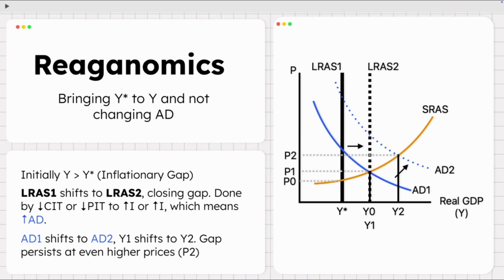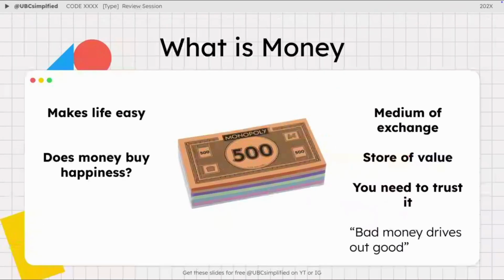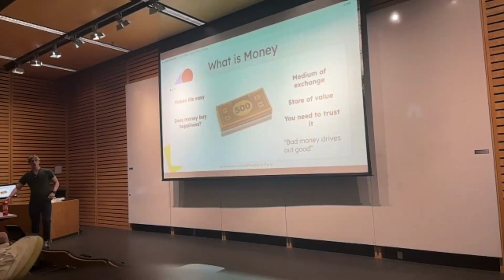That's what can change potential output. But the government can try to do that by reducing taxes for personal and corporations. Okay, so that's our aggregate expenditure kind of model. Now we're going to talk about what is money and banking.